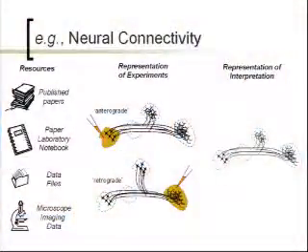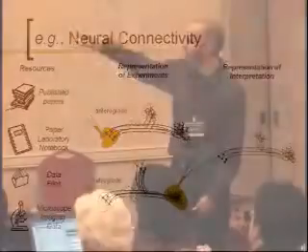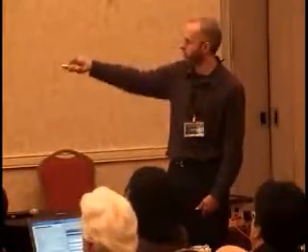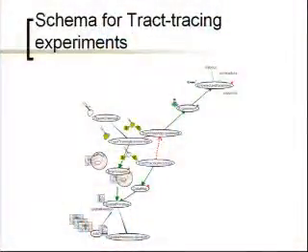This is an example of a fairly complex data representation that is used to track connections in the brain. Essentially, in our interpretation, we have a representation of experiments that allows us to infer the final interpretation. And then we base our representation of experiments on fragments derived from our resources. The actual representation that we have for tract-tracing studies is represented here. I'm sorry, it's a little complicated.